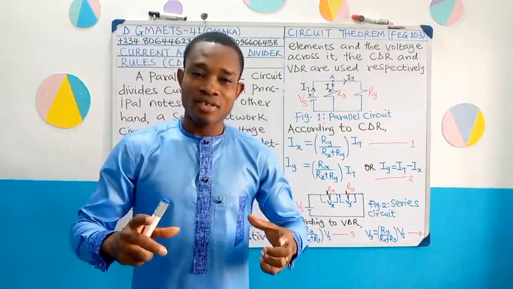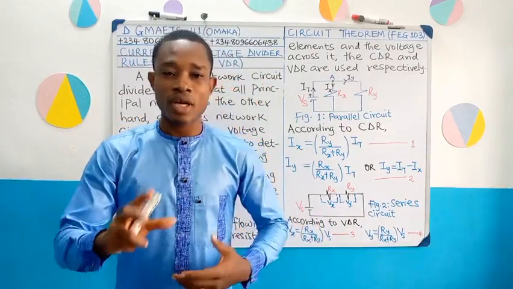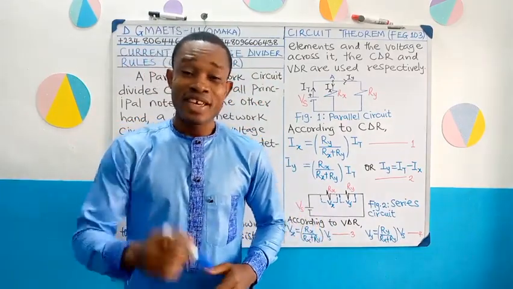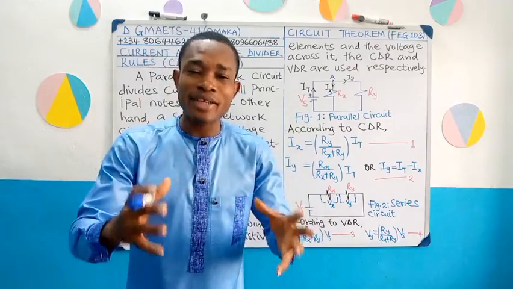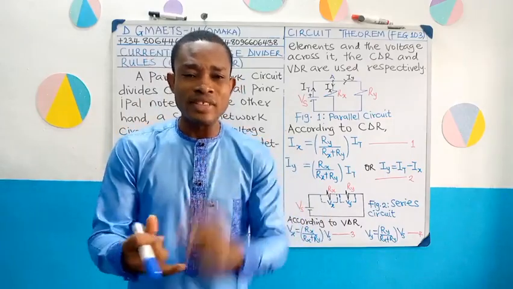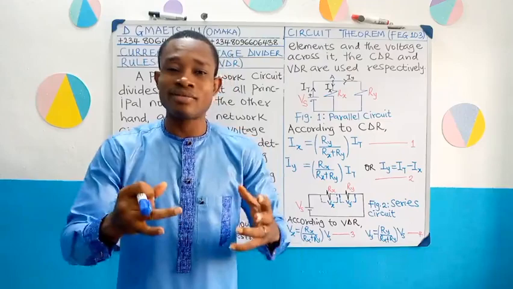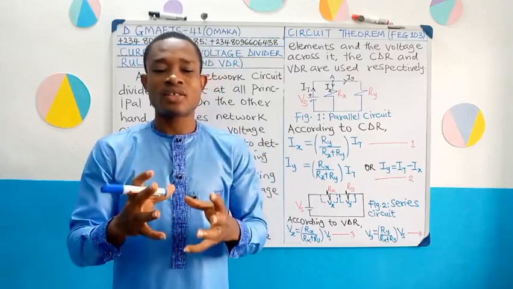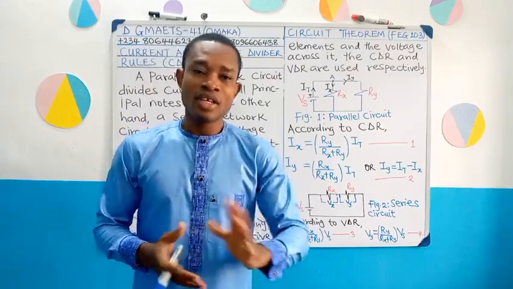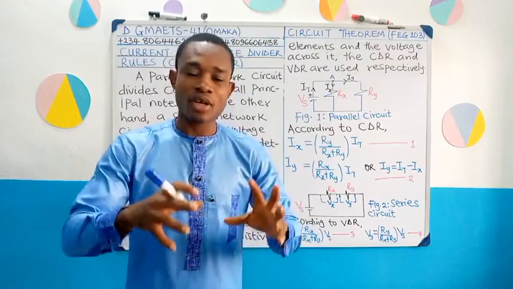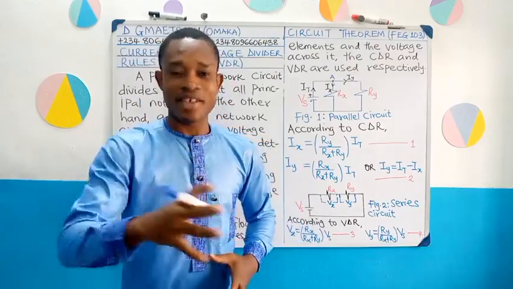This is the analysis of the CDR formula and the VDR formula. In the next video, we're going to see how we can apply these formulas to solve problems, determine the current through a particular resistive element in a circuit, and determine the voltage across a particular resistive element in the given circuit.